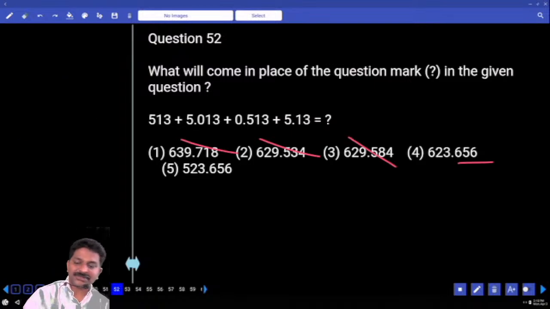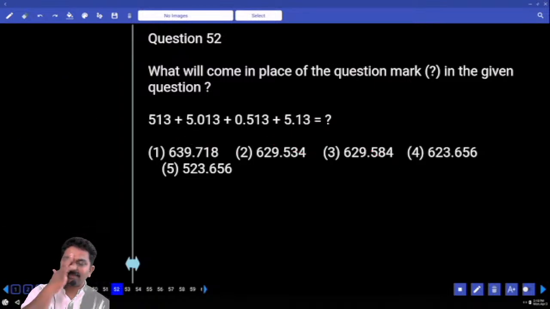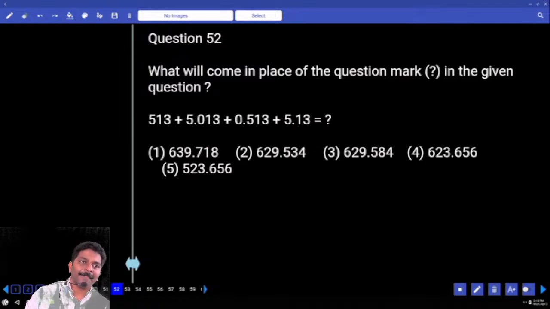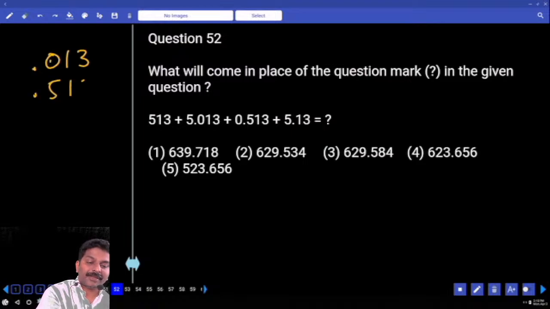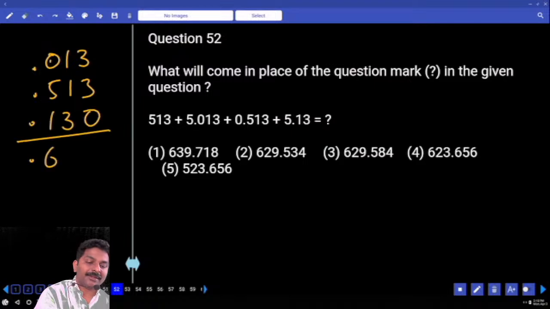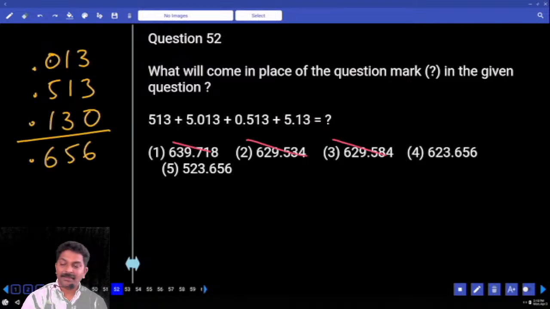So let's use number after decimal. All are positive numbers only. Maximum number of digits after decimal. So you should write every number in a 3-digit form. 0.013, 0.513, 0.130, 0.656. Eliminated. Now answer is either 4th option or 5th option.